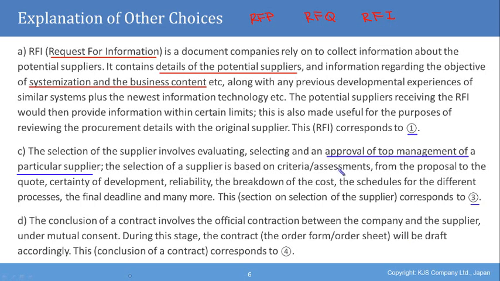And lastly, we have the last option, which is D. The conclusion of a contract involves the official contraction between the company and the supplier under mutual consent. During this stage, the contract, which means the order form or the order sheet, will be drafted accordingly. This conclusion of a contract corresponds to 4. So now we have the full stage. We have 1, 2, 3, 4, and they were in fact explained by options A, B, C, and D.